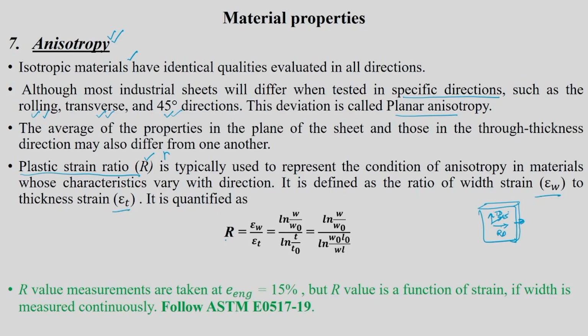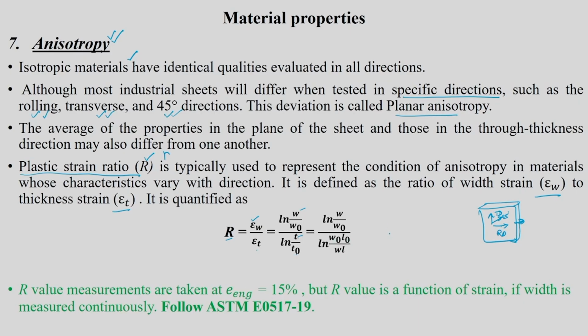Okay, R is nothing but epsilon W by epsilon T. As we said in the previous slide, epsilon means true strain, so it is the width strain, a true quantity, divided by the thickness strain. To calculate this, true strain is nothing but ln of W by W naught, where W is the instantaneous width, and for thickness, ln of T by T naught. This is nothing but ln of W by W naught, and T by T naught can be written as W naught L naught divided by WL.